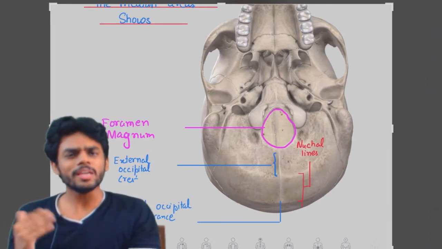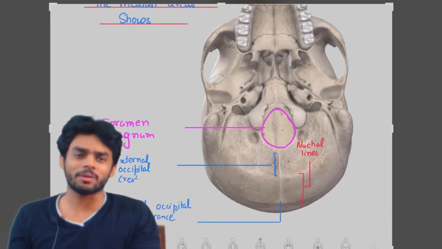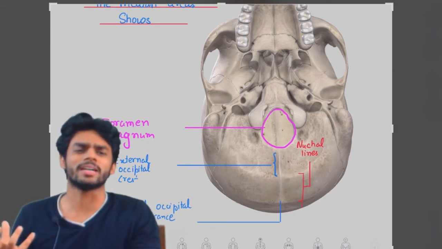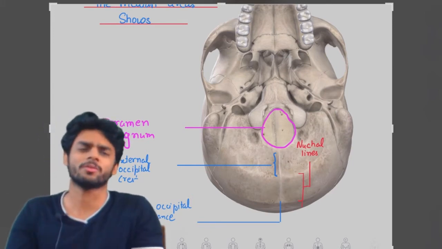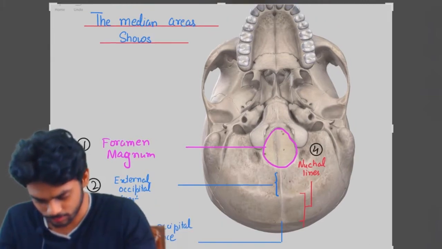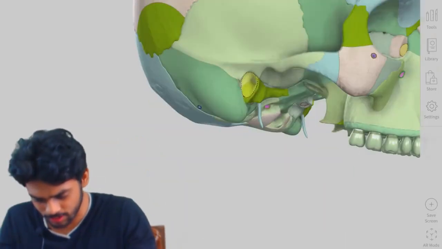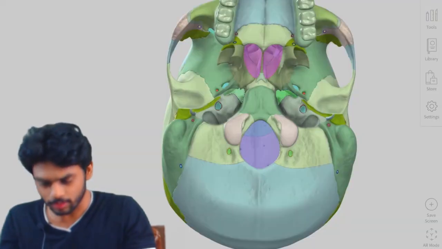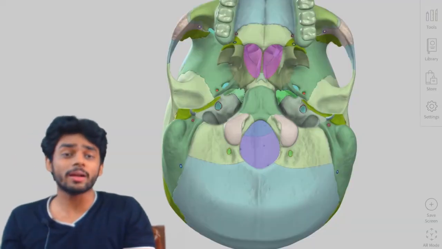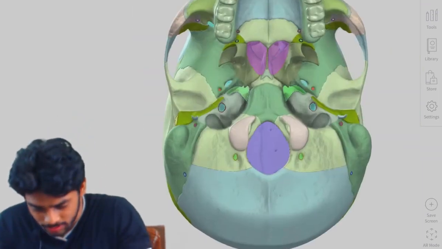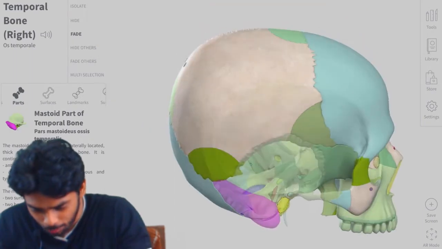Now let me explain to you foramen magnum. Magnum means great. It is the largest foramen of the skull. Let me show you here. This is the foramen magnum. Okay, can you see on the screen the foramen magnum? And let me show you, it opens in the upward region.